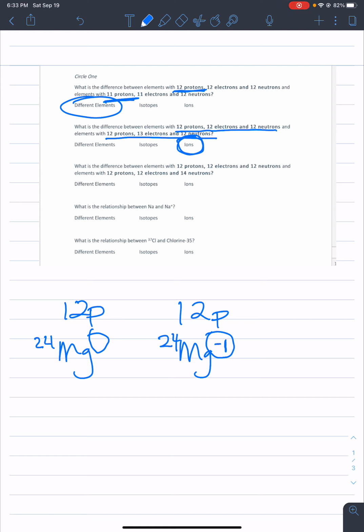This bottom part that talks about the relationship, you can see that one is Na and one is Na+. Again, remember, if it has a positive or a negative charge on it, it's going to be an ion. Okay, and this one right underneath it, it talks about what the relationship is between 37 chlorine and chlorine 35.